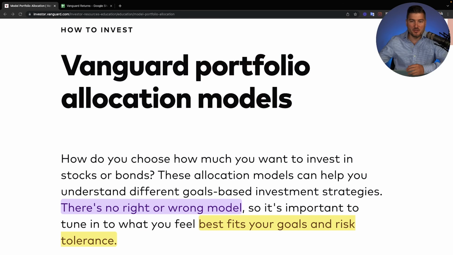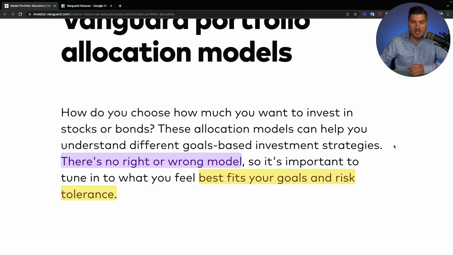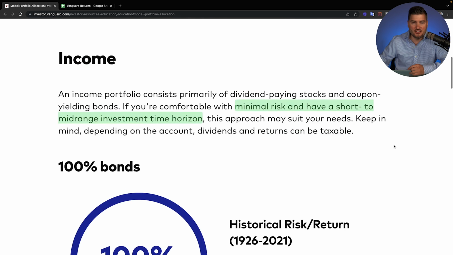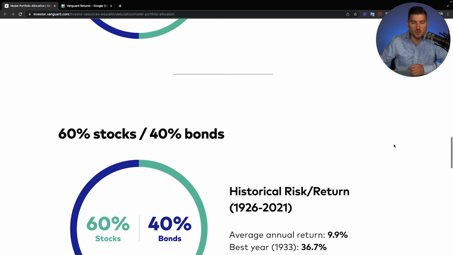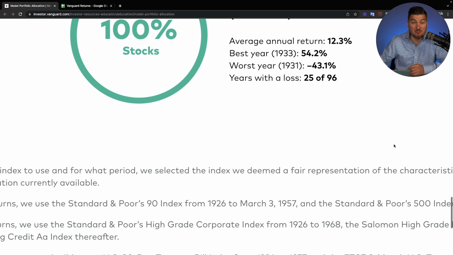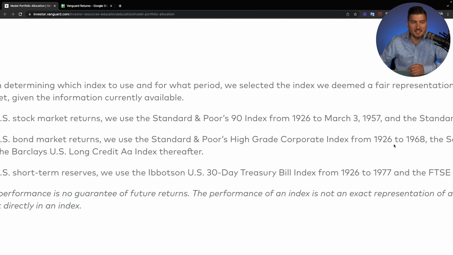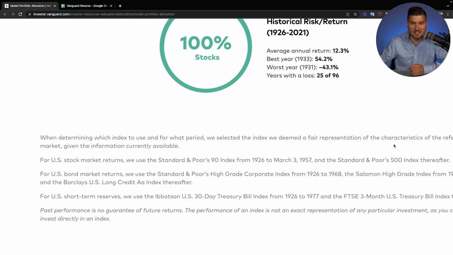So what I wanted to share with you was a pretty interesting article that Vanguard just came out with. It's basically talking about their allocation models. Before I get into this entire study, I actually just want to show you where they're getting these stats from, because that's important. So very quickly, they're going to use certain indices.